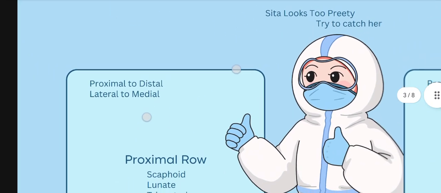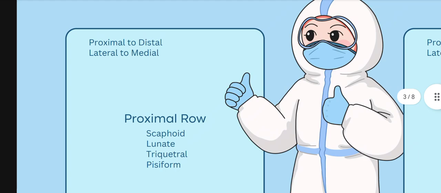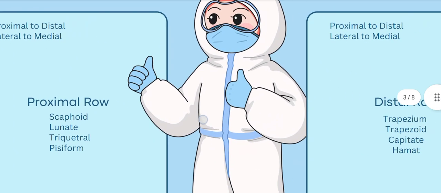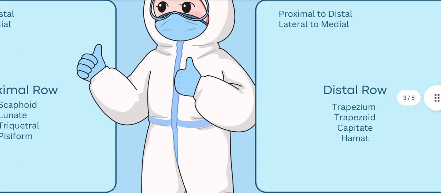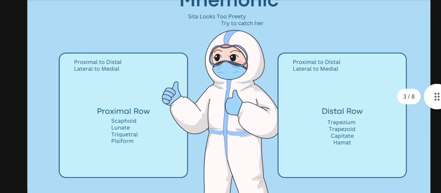And the bones are named from proximal to distal and lateral to medial. So in the proximal row, the first bone is scaphoid, then lunate, then triquetral, then pisiform. And in the distal row: trapezium, trapezoid, capitate, hamate. So what are the 8 bones? In the proximal row: scaphoid, lunate, triquetral, pisiform. Distal row: trapezium, trapezoid, capitate, hamate.